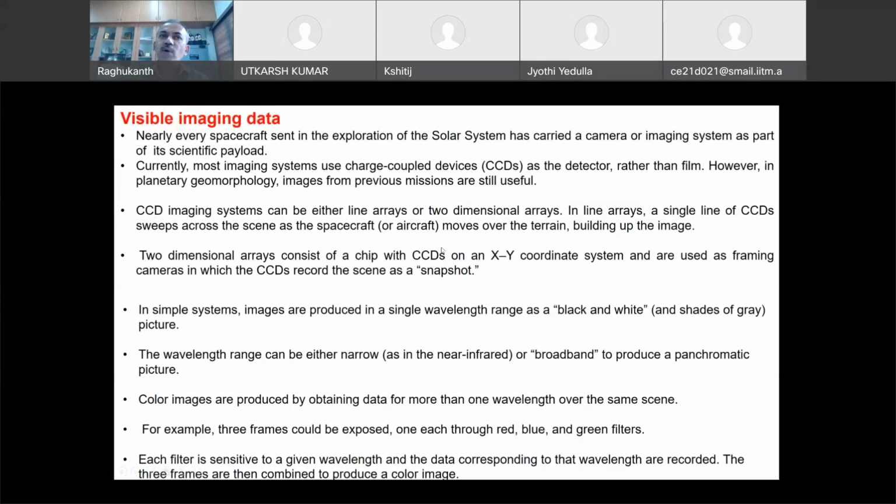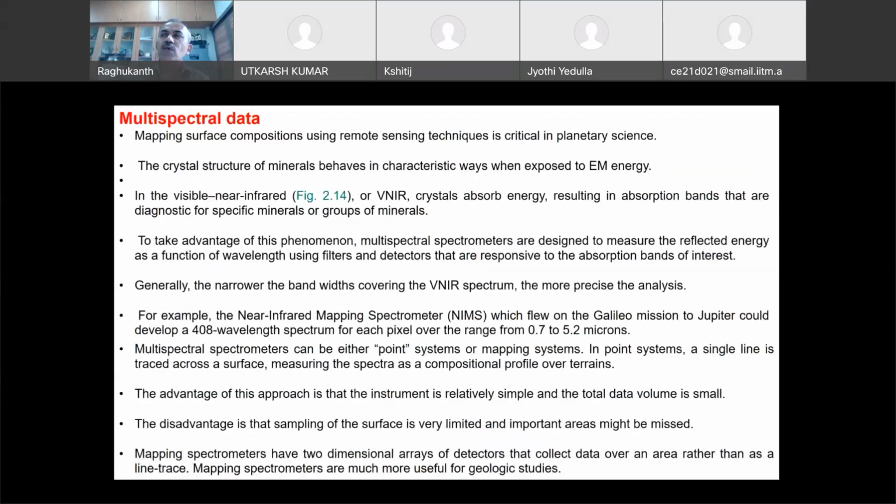Now the images they produce in a single wavelength range are black and white, narrow or broadband, so many things are there. Then color images are produced by obtaining the data for more than one wavelength. So they take several wavelengths and then frame the color images. Like we know, visible means red, blue, and green. I think these are the three fundamental colors our human eye can detect. So they get images for each corresponding wavelength, superimpose them, and get some type of color image. Okay. So this is the most important thing.